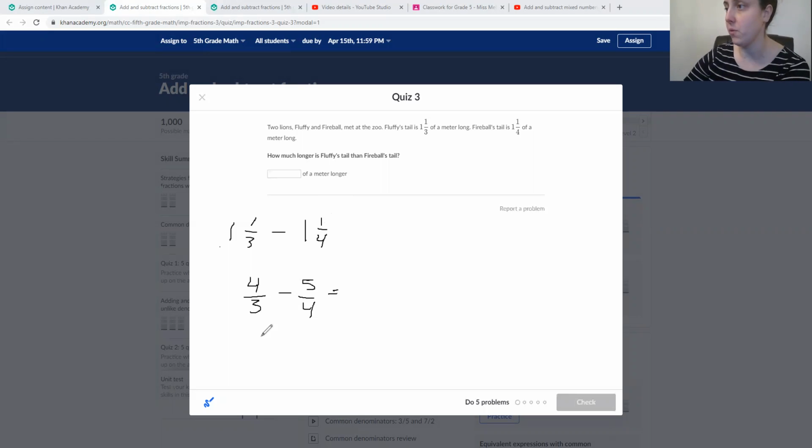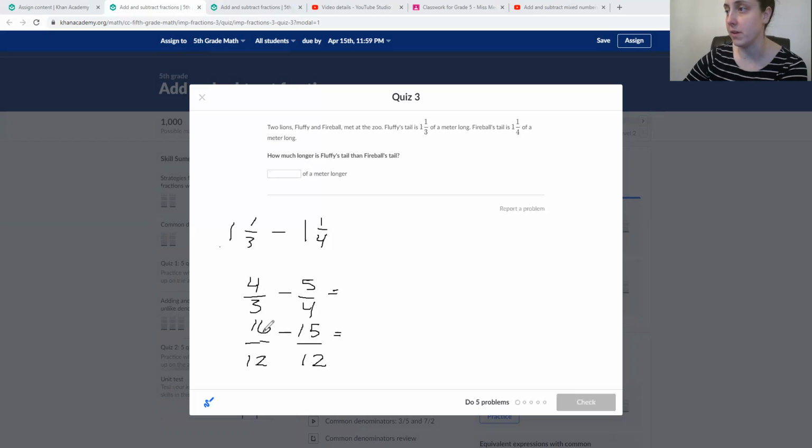So 3 and 4, we need a common denominator. I'm going to say it's 12. If you don't remember how to do that, just go back to some of the previous videos. But you just have to find the first number that they both go into. So how many 3's go in 12? There's 4. Then 4 times 4 is 16. How many 4's go in 12? There are 3. 3 times 5 is 15.